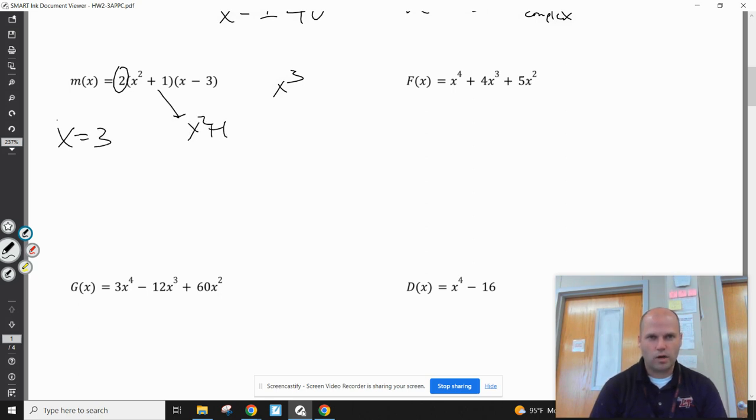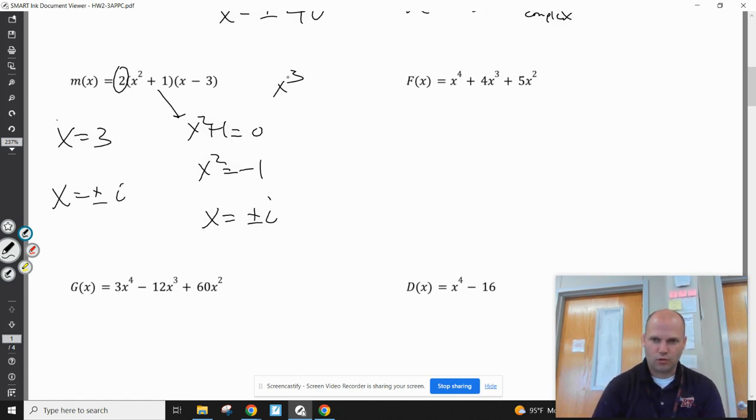X squared plus 1, subtract 1, x equals plus or minus i. The square root of negative 1 is i. 1 real, 2 imaginaries gives us our 3 roots that we're looking for.